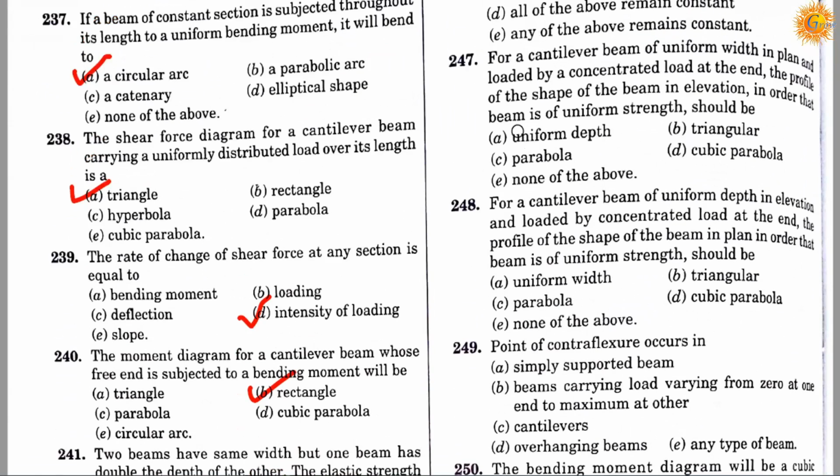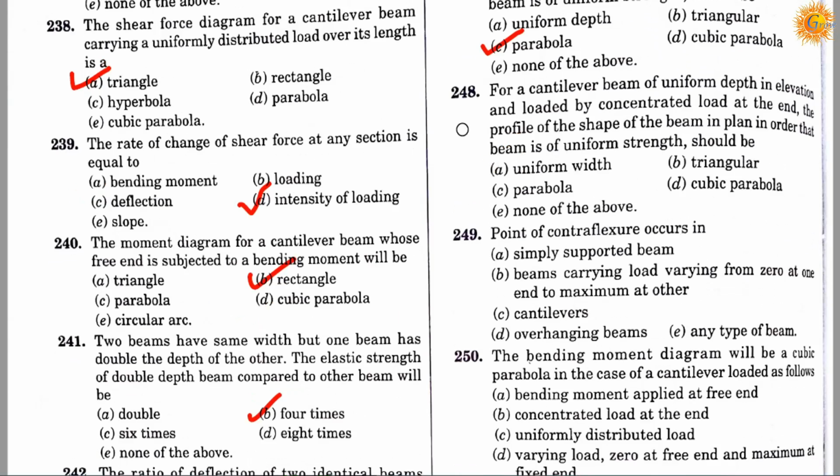Question number 247. For a cantilever beam of uniform width in plane and loaded by a concentrated load at the end, the profile or shape of the beam in elevation, in order that the beam is of uniform strength, should be: option A, uniform depth; option B, triangular; option C, parabola; option D, cubic parabola; option E, none of the above. Correct answer C, it will be parabola.